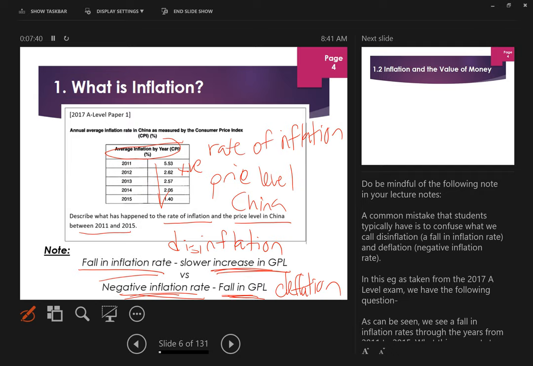I hope you understand this, because understanding it will help you answer this question. This is usually a two-part question, and these are the types of questions that you want to score if you want to do well. So, moving forward.